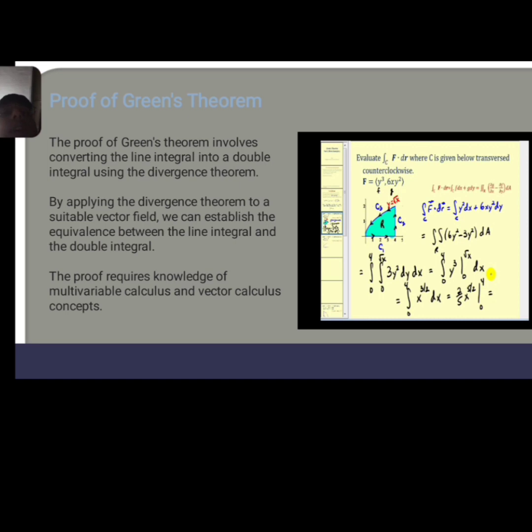Proof of Green's theorem. The proof of Green's theorem involves converting the line integral into a double integral using the divergence theorem. By applying the divergence theorem to a suitable vector field, we can establish the equivalence between the line integral and the double integral. The proof requires knowledge of multivariable calculus and vector calculus concepts.